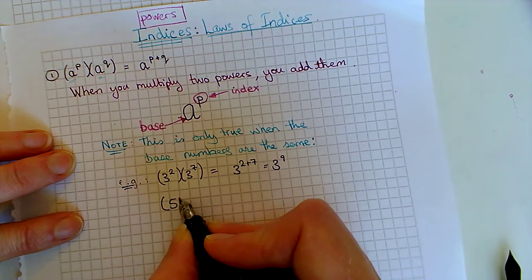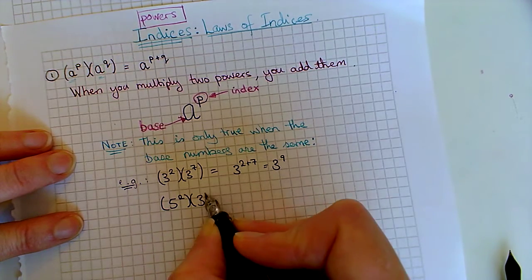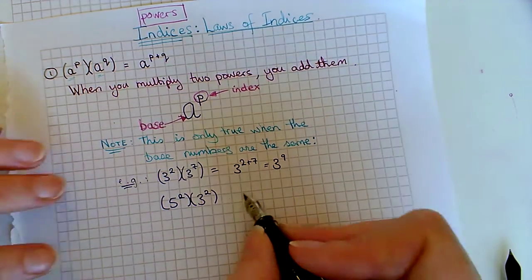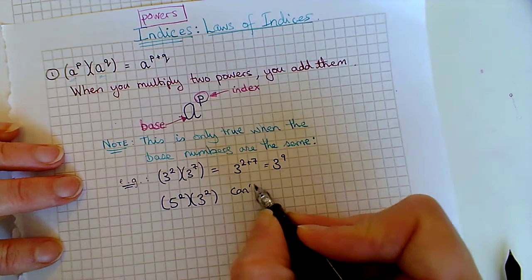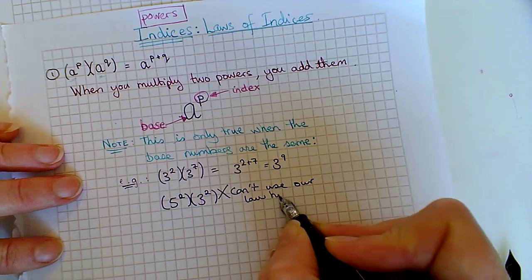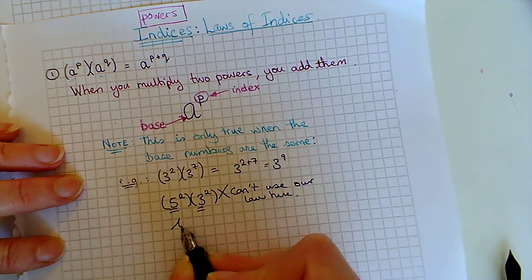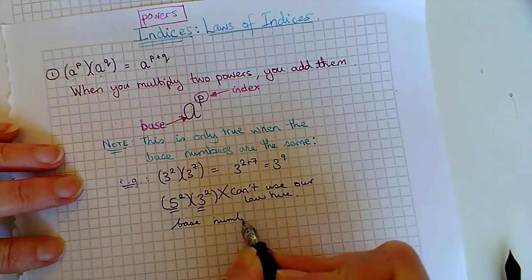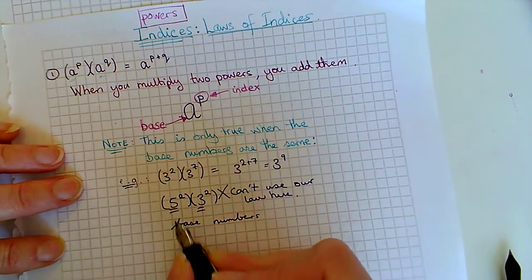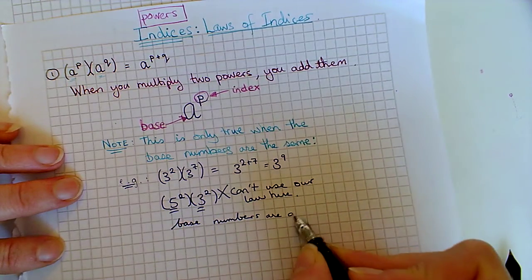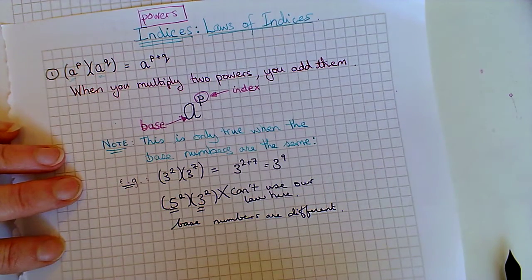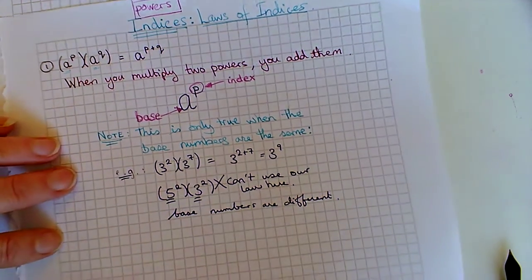However, if I had 5 to the power of 2 by 3 to the power of 2, I can't do anything with this. I have to work them out. We can't use our law here because the base numbers are different. I could go and say, well, that's 25 by 9 because I can square them. I'd have to just square out the numbers and then multiply them together. I have no law of indices that works there.